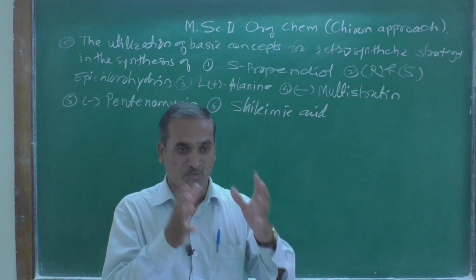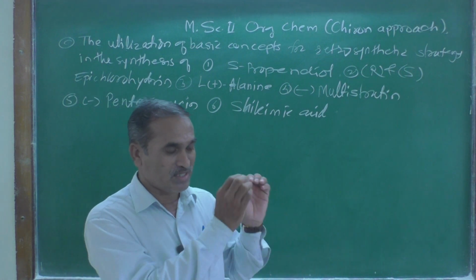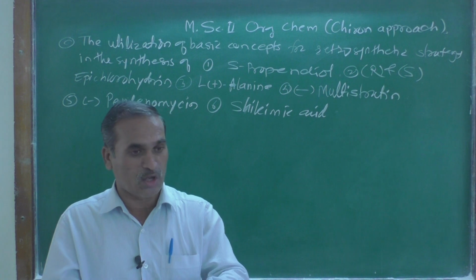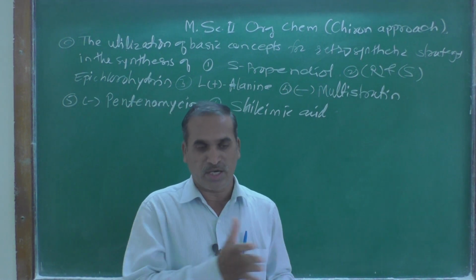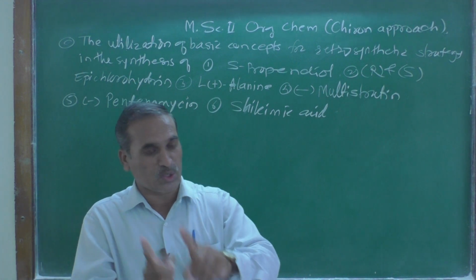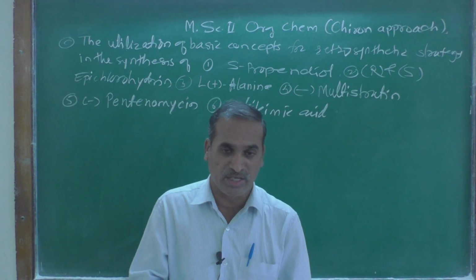And there we have Chiron also. Chiron is one word, made up of two terms. One is chiral, and the second word is synthon. As we know, yesterday we saw some of the terminologies used in retrosynthetic analysis. So what does retrosynthesis mean actually?